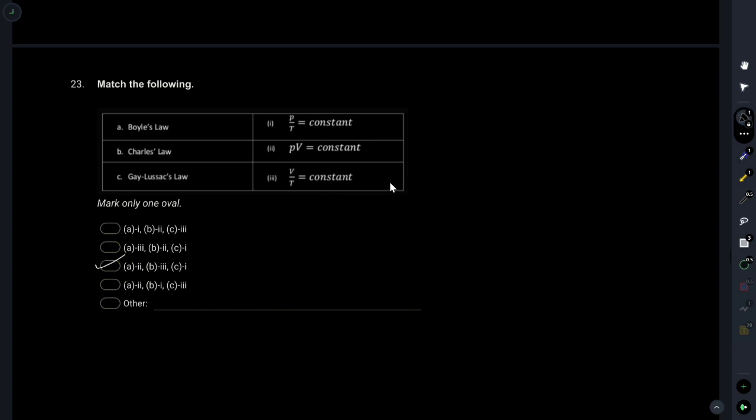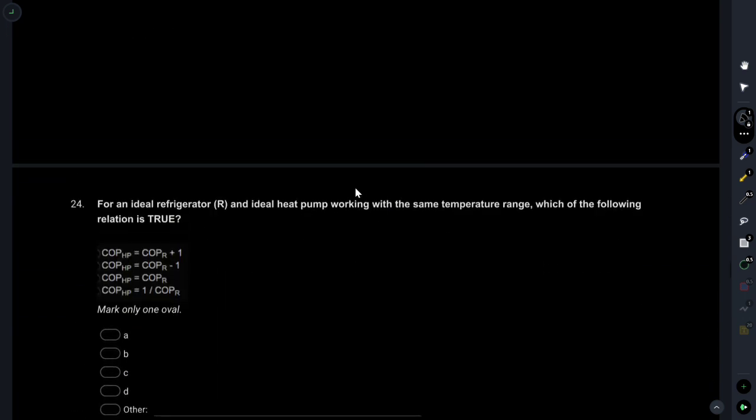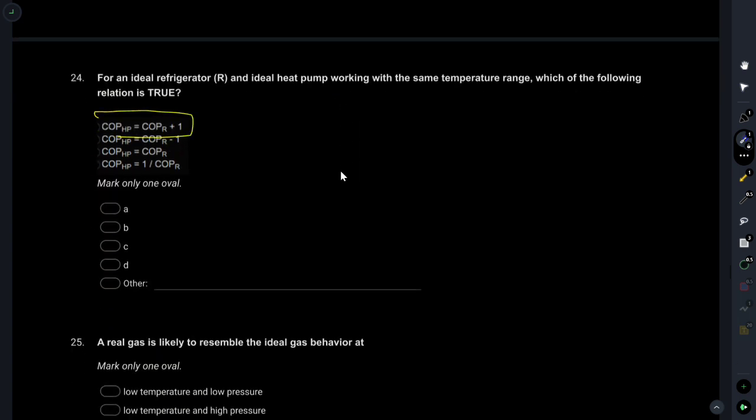Okay, then moving further, next question. For an ideal refrigerator and ideal heat pump with the same temperature range, which of the following relations is true? Already we have derived this: COP of heat pump will be equal to COP of refrigerator plus 1, right? So this is true, and these others are not. So option A will be the correct answer.